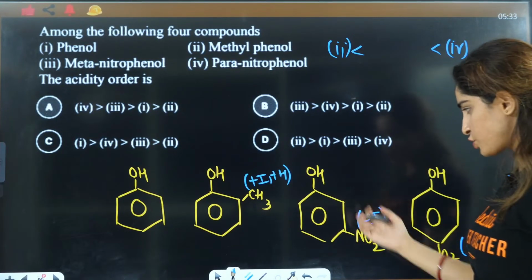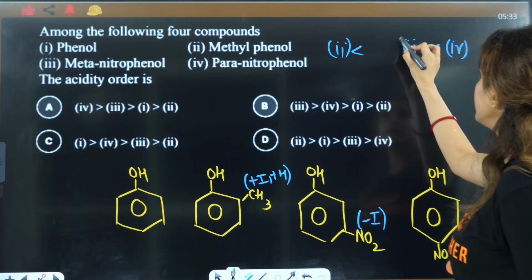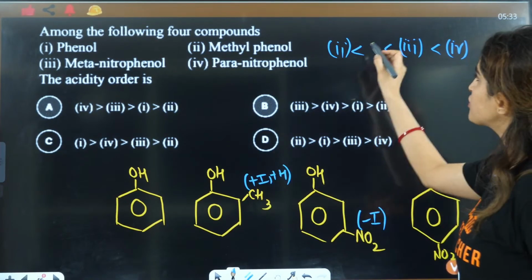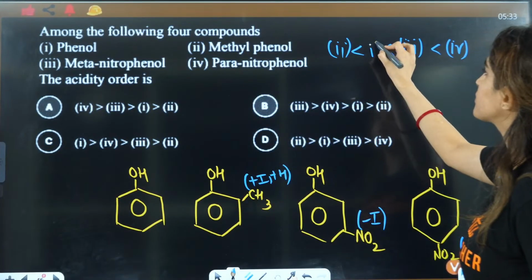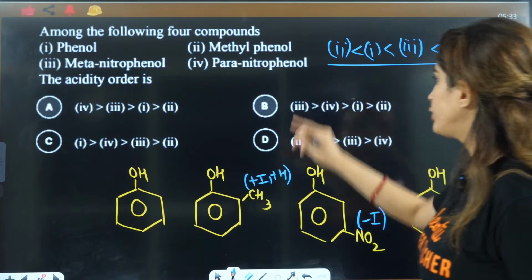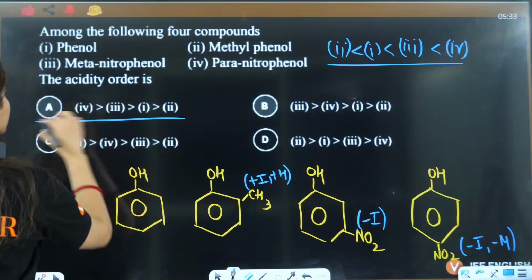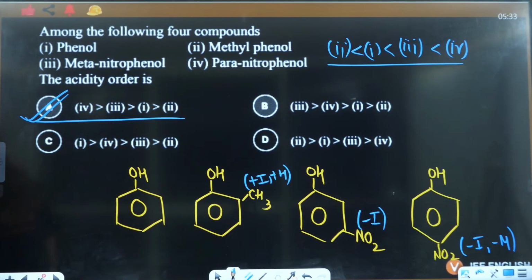Now this will also show withdrawing, so it will be better than this. So this will be the third one. And this B which is showing nothing, this A which is showing nothing, so that will be over here. So it will be 4, 3, 1, 2. That is A will become the correct answer here, right? Okay.